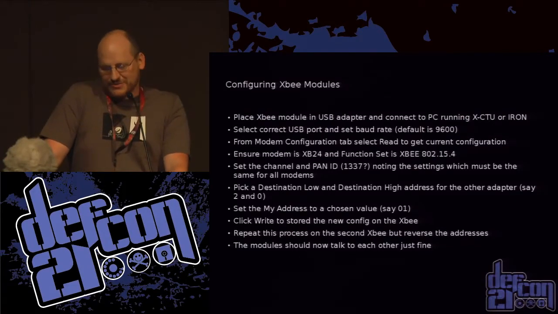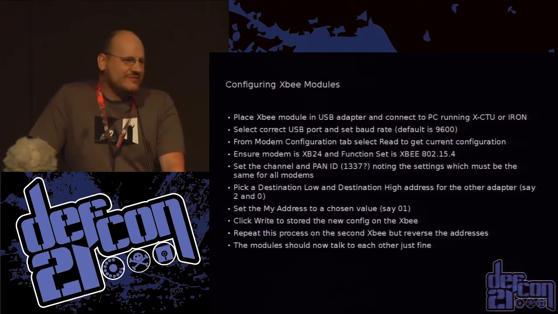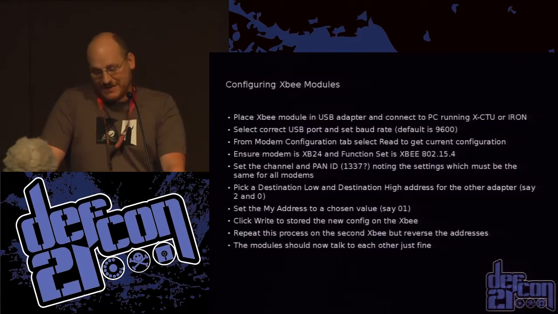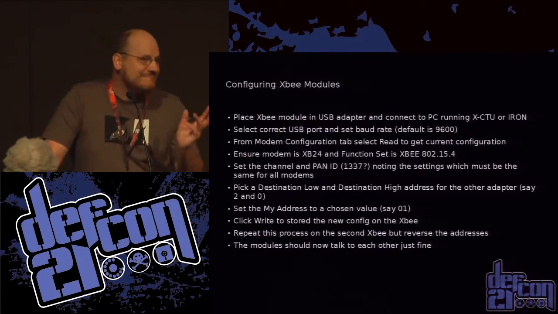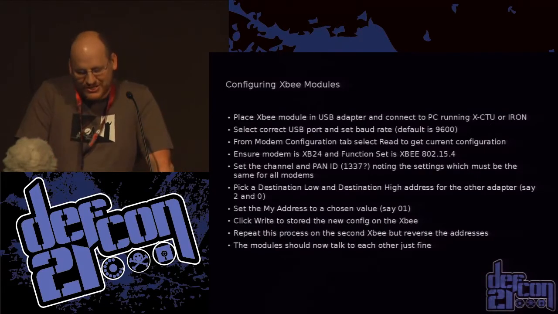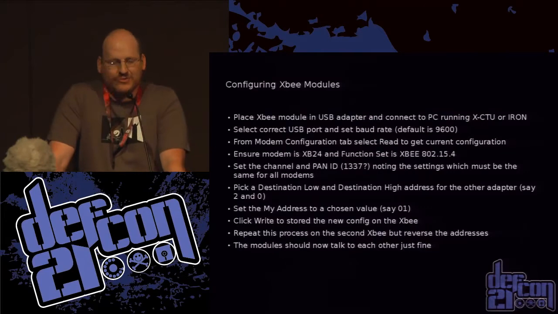So you configure each of these modems, you give it a baud rate, tell it what kind of device it should be if it's a Series 2 device. You set the channel, and you also set something called a PAN ID, right? You can choose something great like maybe 1337, or you probably wouldn't go with the defaults, but you can change it. And you pick a destination low address and high address.